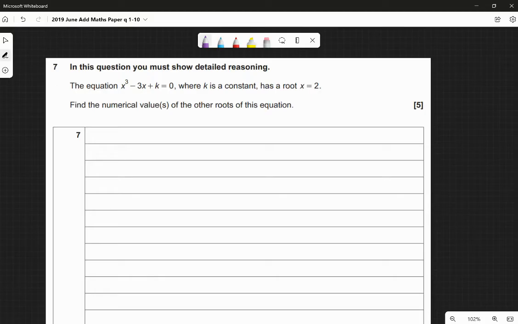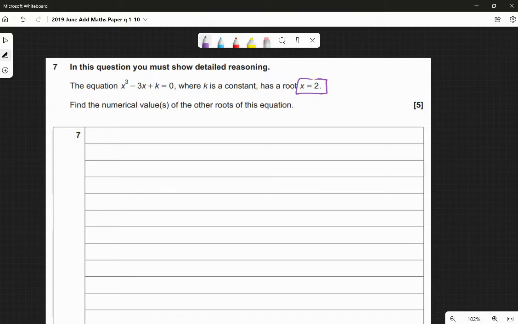So in this question, we need to show detailed reasoning. Again, it's question 7. The equation x cubed minus 3x plus k equals 0 has a root x equals 2. So that means there is a solution. x equals 2 is a solution to this equation.